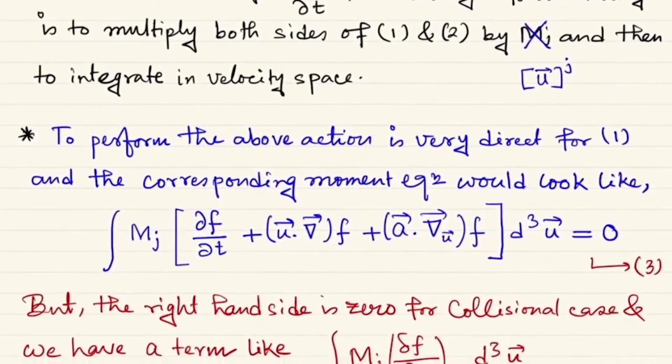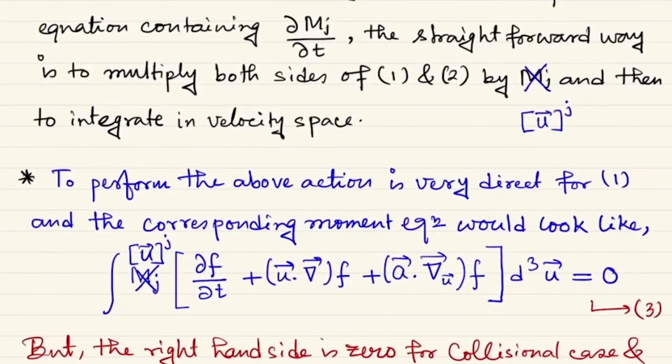So this is written wrongly, this is not the correct thing actually. According to the definition, it should simply be u^j, multiplied by this equation, and that is equal to 0. As you can easily understand, for the collisionless case, that's written here. To perform the above action which I prescribe here is very direct and very easy for one, that is the collisionless Boltzmann equation.